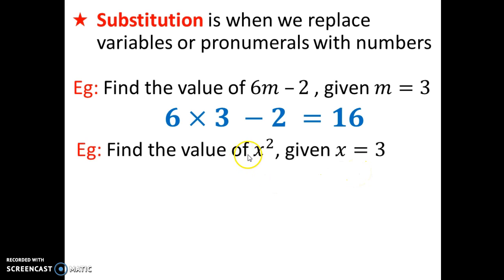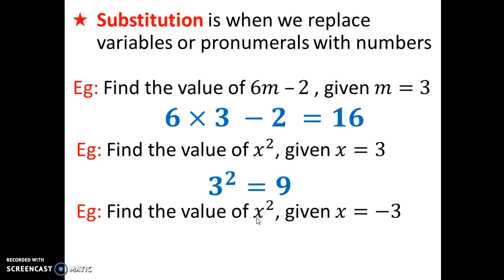I can have a question where I've got to find the value of x squared. If x equals 3, 3 squared would be 9. 3 times 3 is 9. We have to be careful when we're squaring numbers if we have a negative value. So if x is negative 3, to square negative 3, it means minus 3 times minus 3. Now minus times a minus gives us a positive answer, so it's still a positive 9. Be careful of those ones.